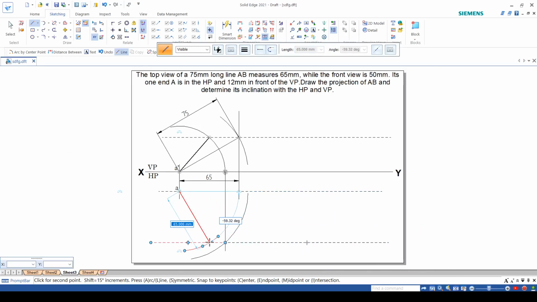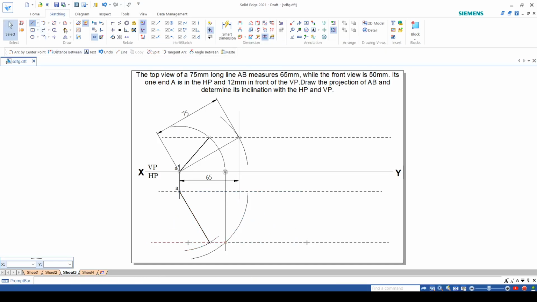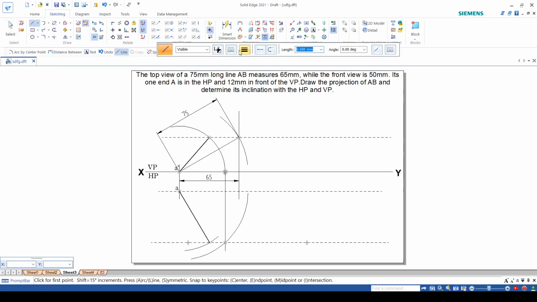Now we have to draw one more line, a small one. What's the 75 line we got? Yes, this one.